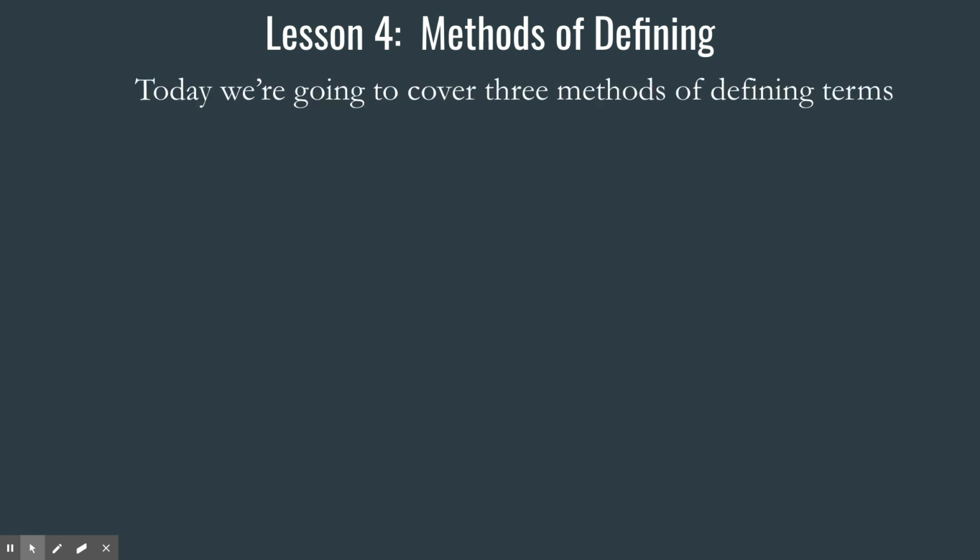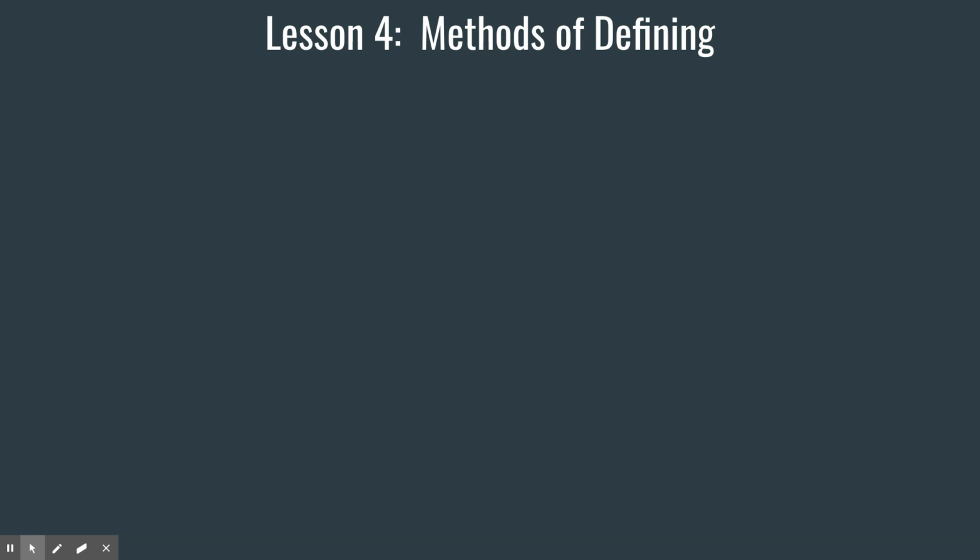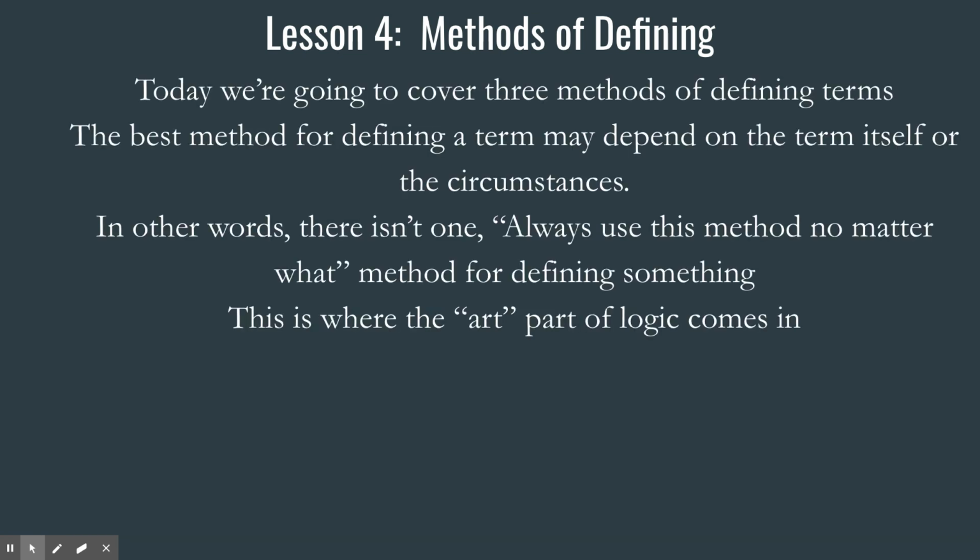Now let's talk about methods of defining. So today, as you've already read, we're going to cover 3 methods of defining terms. Now, the best method for defining a term could depend on the term itself or the circumstances or who you're defining it for. So, for example, if I want to define the term block for my babies, I'm not going to define the geometric shape. I'm not going to define the chemical composition. You know what I'm going to do? I'm going to point at it and I'm going to say block, right? So it's going to depend on the situation.